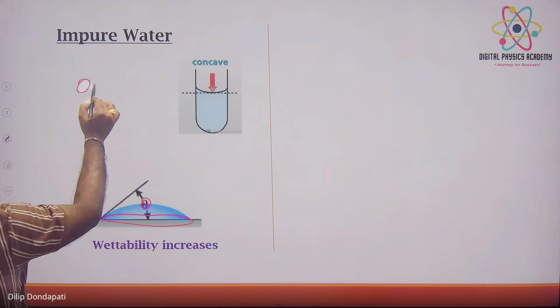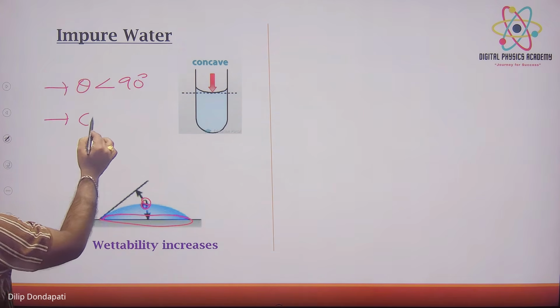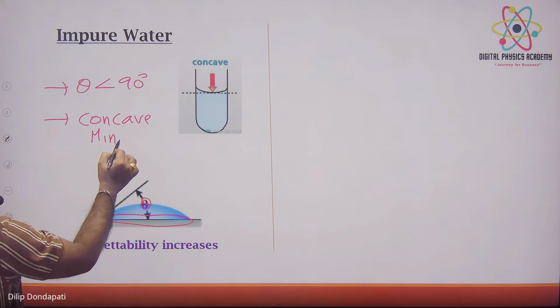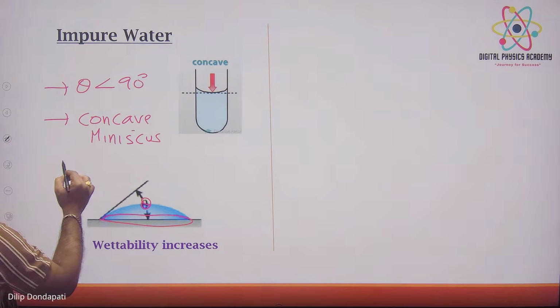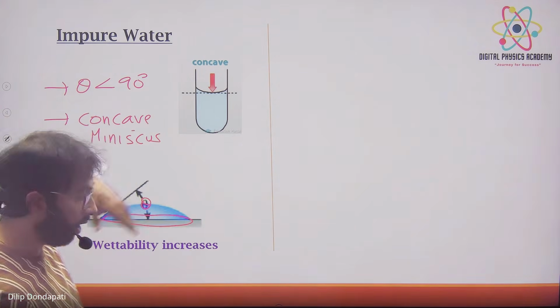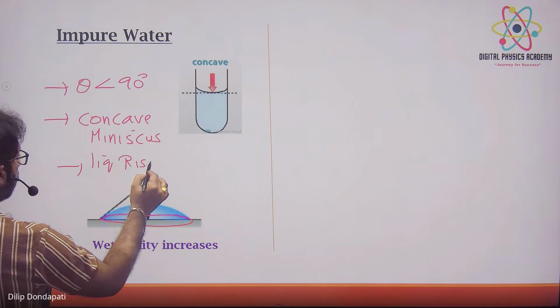So what all will come here? Theta is less than 90. And which meniscus? Tell me. Concave meniscus. And the liquid will always rise. Liquid rises upwards.